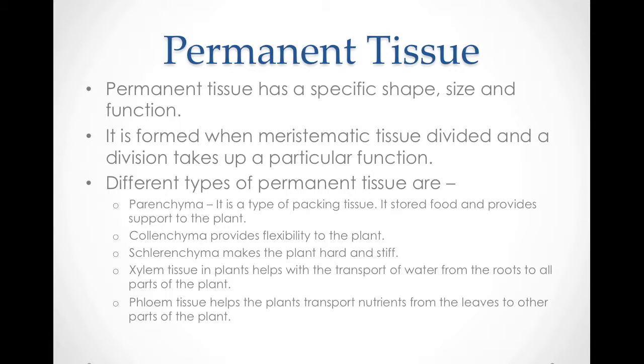Okay, xylem tissue in plants helps in the transportation of water from the roots to all parts of the body. Since the roots get water from the soil, this water is transported to other parts of the plant body by the help of xylem. And phloem tissue, on the other hand, helps transport nutrients from the leaves to other parts of the body. As you know, leaves are the kitchens of the plant. They are basically where the food is made. So all this food gets transported to other parts of the body through the phloem tissue.